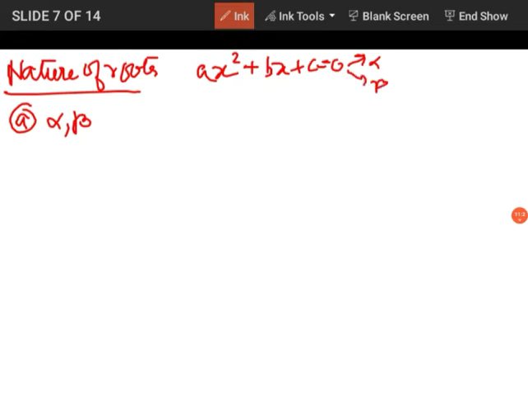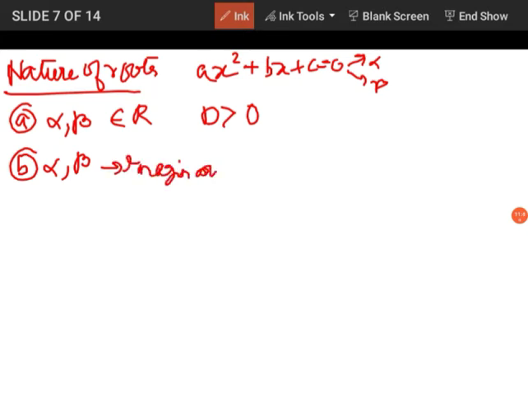So if alpha and beta are real, then we are told that the discriminant has to be greater than 0. Now why? Just wait a bit. If alpha and beta are imaginary, then the discriminant has to be less than 0. And if alpha and beta are equal, then the discriminant has to be equal to 0.